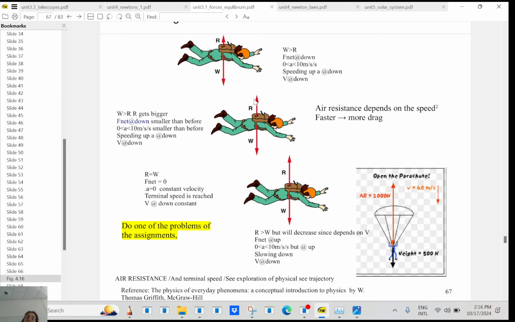So let me ask you something. What's happening? Does she have an acceleration? Is there a net force? Yes. But is the acceleration the same as before? No, it's a smaller acceleration. Is she still speeding up? Yes, but not at the same rate.